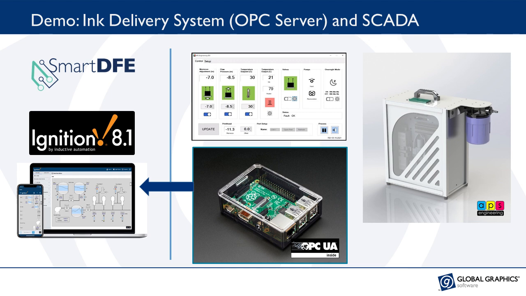The data that's produced by the ink delivery system is collected by our SCADA software, and it allows us to interact with the system and view the system remotely. In a real system, there would be a number of ink delivery systems, but for purposes of our demo, we'll be featuring just one.